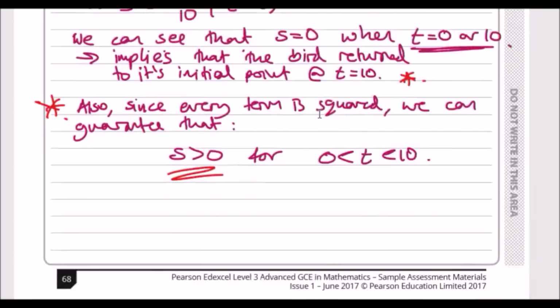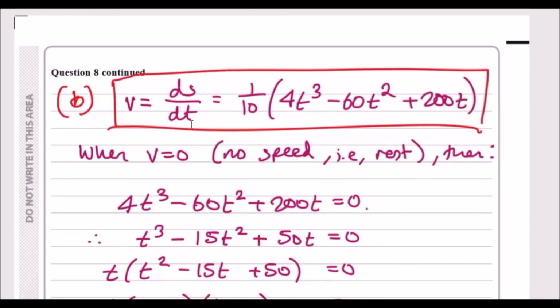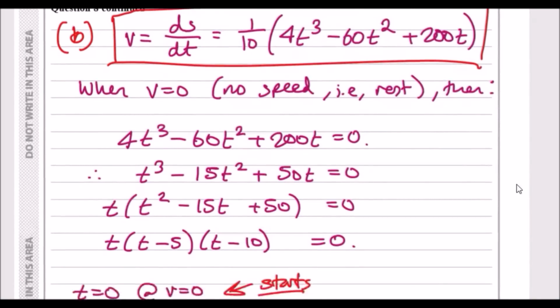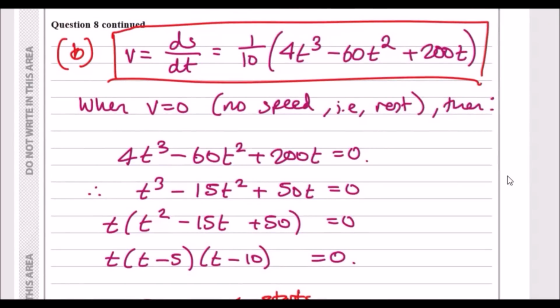And now you say when speed is 0, i.e. when it's at rest, then this happens. Then all of this is set to 0. And you just solve for t. This is a cubic, but you just have to factorize t out and then factorize a quadratic expression here into 2 other terms, and you're done. And then you realize that you have 3 solutions.